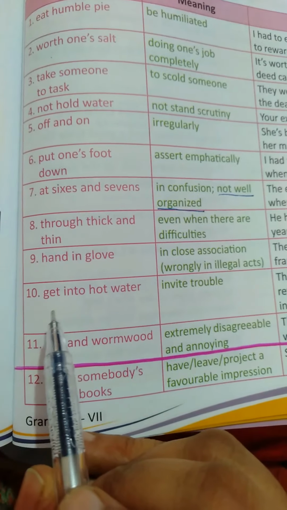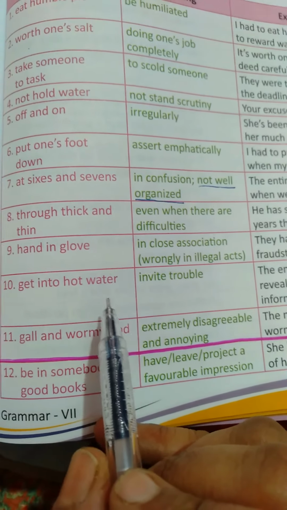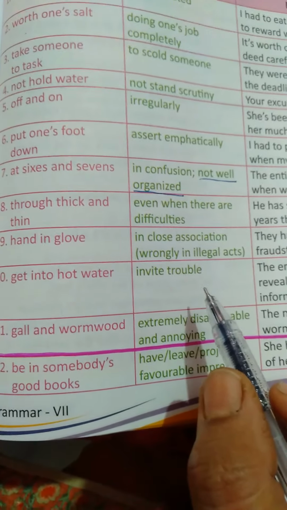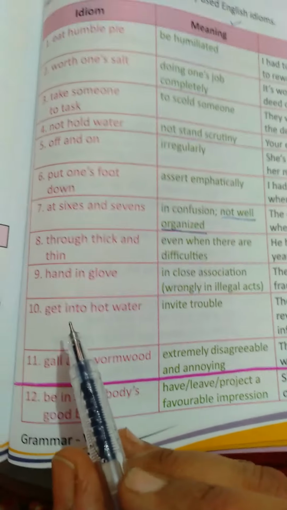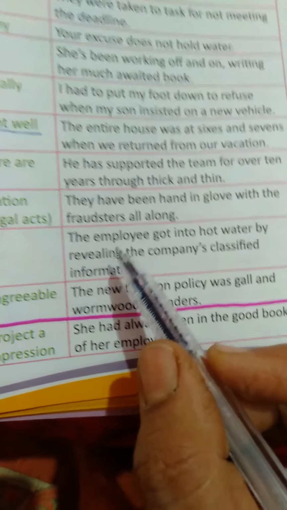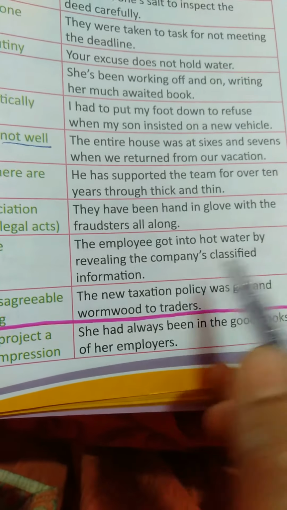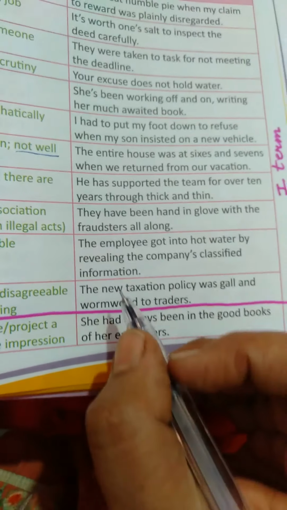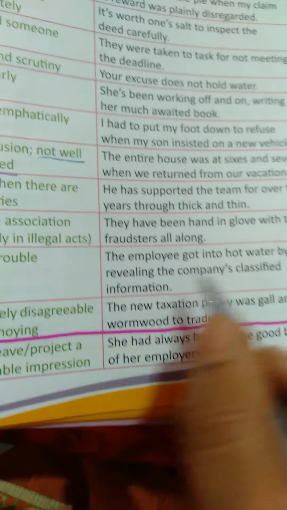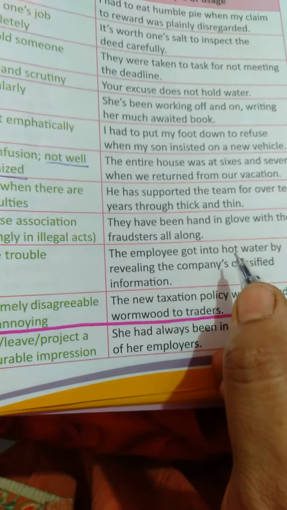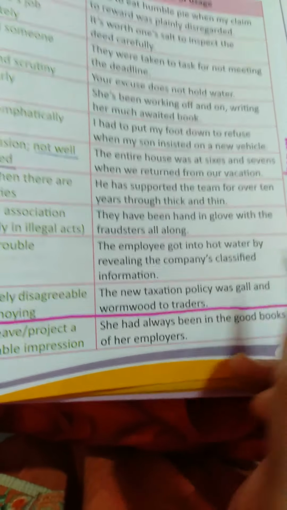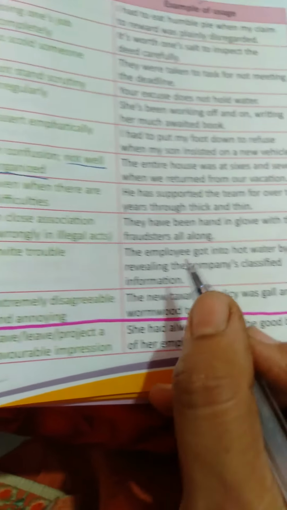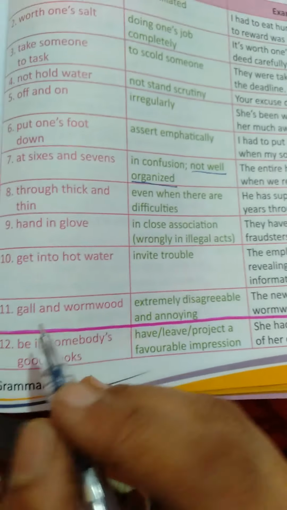Then we have the 10th one, get into hot water. Yes, invite trouble. When you invite trouble on your own, that becomes get into hot water. The employee got into hot water by revealing the company's classified information, the secret information. He told something which was not supposed to be told to anyone. So he invited the trouble on his own. So that becomes get into hot water.